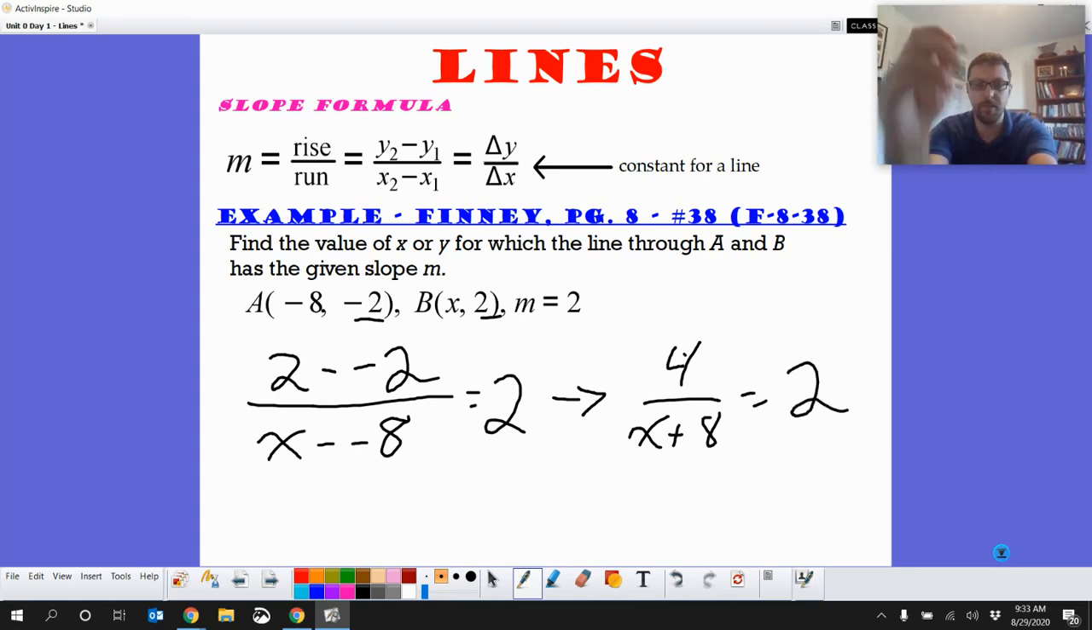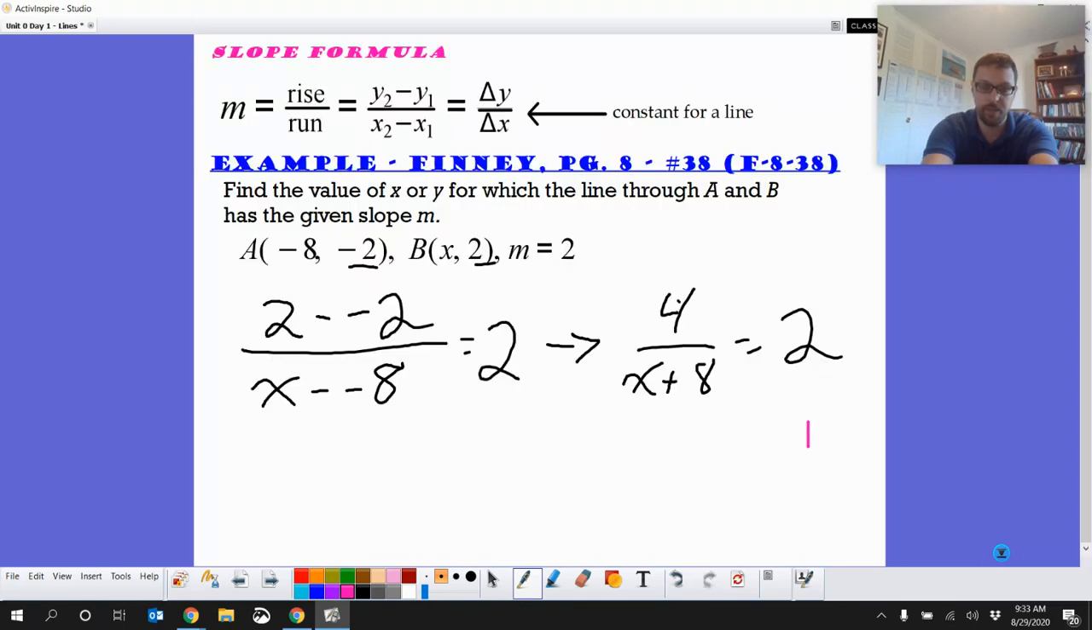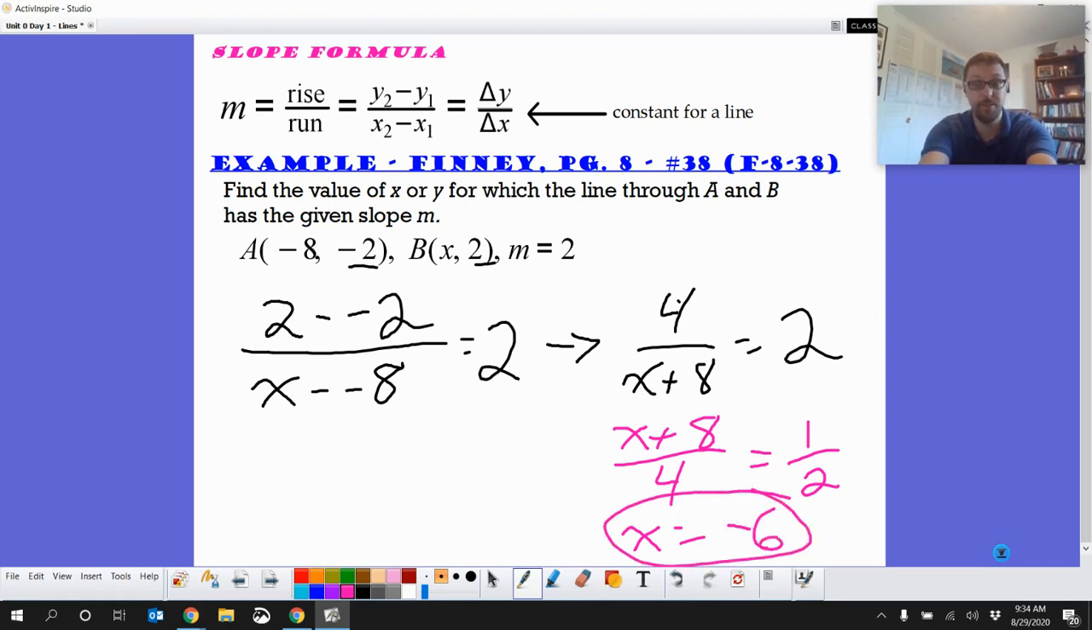And now we've got to solve. I'm going to flip both sides of the equation. So we're going to make this one half, and this x plus 8 over 4. Multiply both sides by 4 and subtract 8. So multiplying both sides by 4 gives 2, minus 8, so we get negative 6. So that's the x value that they're looking for.